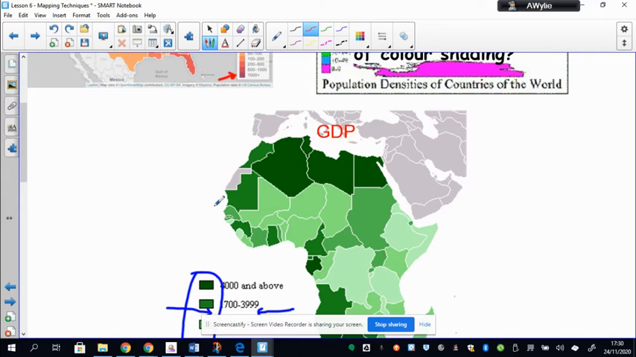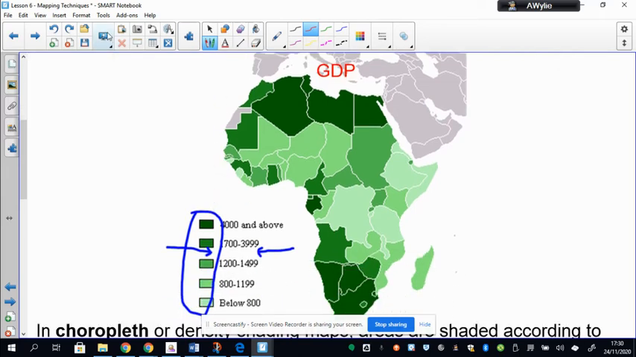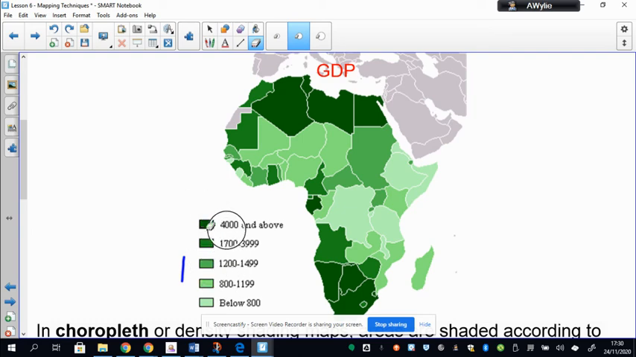We can see here in this example of GDP in Africa, a very similar color scheme. However, this time it's done with green, dark green representing countries with high GDPs in Africa, and a light green representing low values. Now, the final thing is the number of categories.